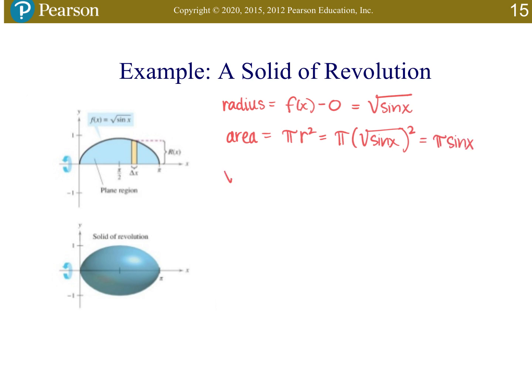And then the volume is set up as the integral of all of the slices. So each slice is pi sine x. If I want all the slices, I will have the integral of pi sine x dx going along the bounds of the x-axis, which are 0 to pi. And then finding the volume is just a matter of doing the antiderivative and then simplifying.